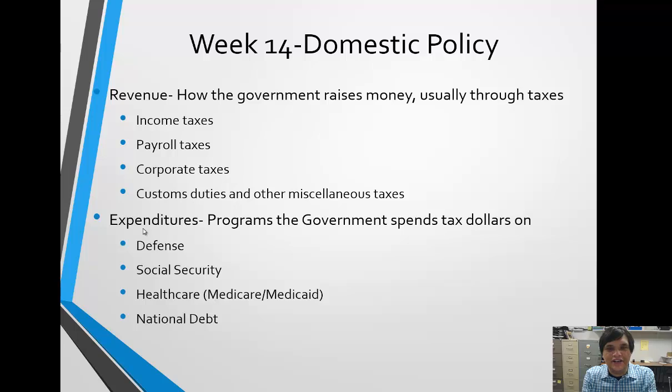Revenue is how the government raises money, and it's usually through taxes. We talked about all sorts of different taxes. We talked about income taxes, payroll taxes, corporate taxes, customs and duties, and other miscellaneous taxes. So be sure to be aware of those certain types of taxes and different types of tax policies. Expenditures are programs the government spends its tax dollars on, and these are things like defense, Social Security, healthcare, and the national debt. We spend money on a lot of different things, and often we spend more than we raise, and that's why our expenditures are more than our revenues and why we run a huge national deficit each year.